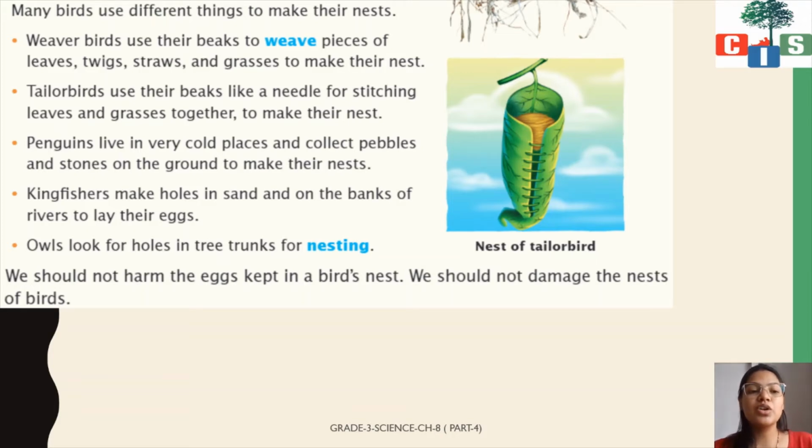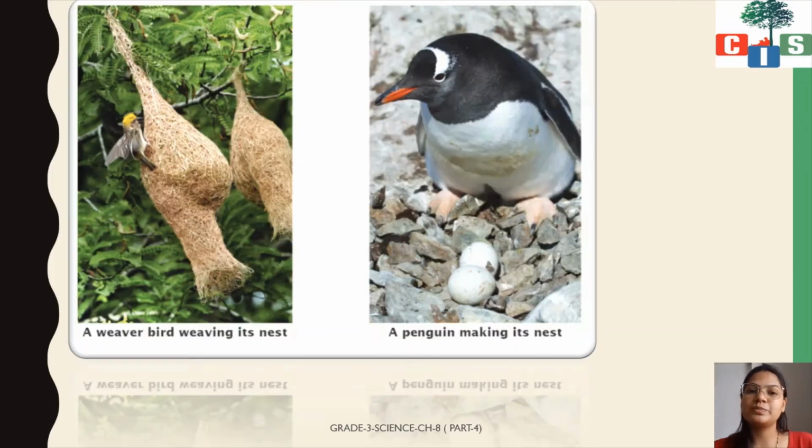Owls. Owls look for holes in tree trunks for nesting. Means they don't make anything but they look for holes. If the trunk of a tree has any hole, the owl will make it its home. We should not harm the eggs kept in a bird's nest. We should not damage the nests of the bird. Like we live in a house, the nest is a house of birds and we should not destroy the nest and we should not harm the eggs also.